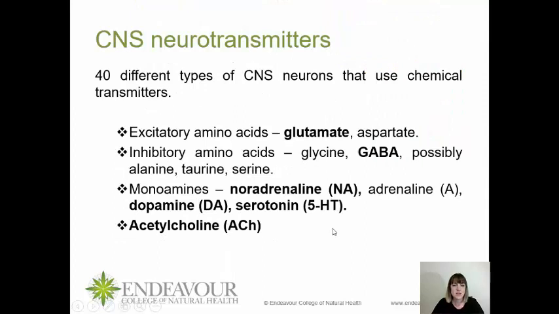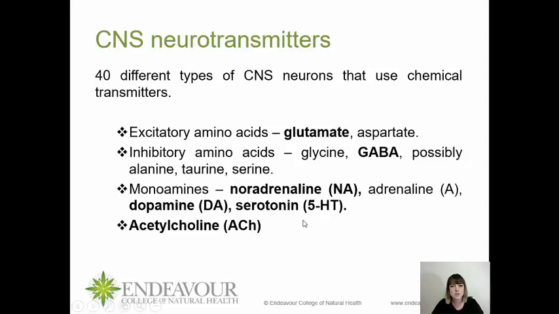So there are many different types of neurotransmitters. 40 is a bare minimum, as we've got here, 40 different types of neurotransmitters, and in fact 40 different types of neurons that have different transmitter profiles. For every neuron, there's always a primary neurotransmitter, and in the vast majority of cases, it's one of those neurotransmitters listed in the bold here.